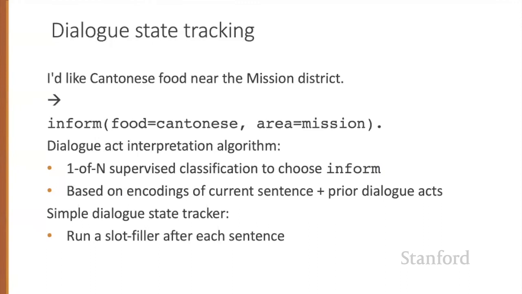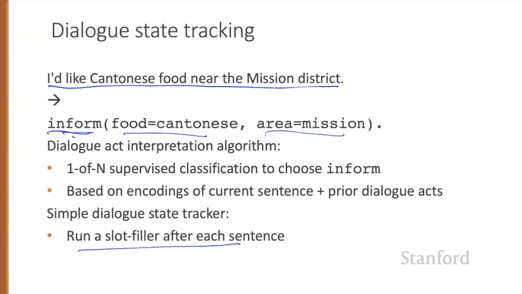Since dialog acts place some constraints on the slots and values, the tasks of dialog act detection and slot filling are often performed jointly. Consider the task of determining that I'd like Cantonese food near the Mission District has the structure inform, food equals Cantonese, area equals mission. So dialog act interpretation, in this case, choosing inform from the set of dialog acts for the task, is done by supervised classification trained on hand-labeled dialog acts, predicting the dialog act tag based on embeddings for the current sentence and the prior dialog acts. So the simplest dialog state tracker might just combine this with the output of a slot filling sequence model after every sentence.